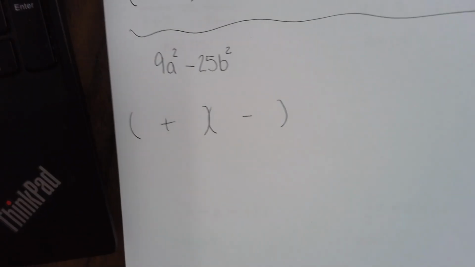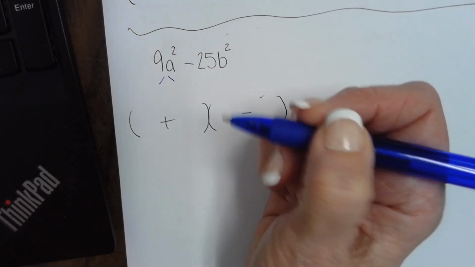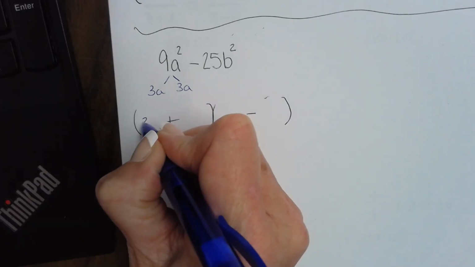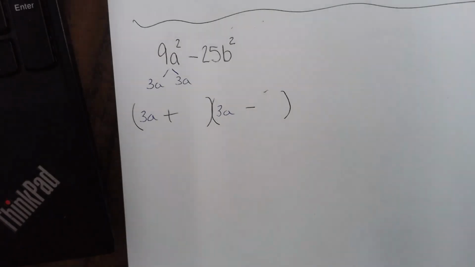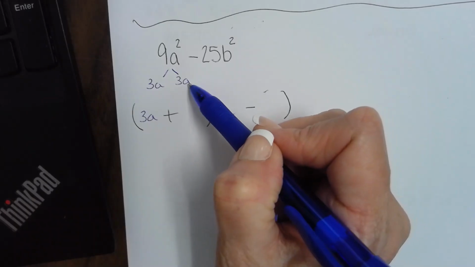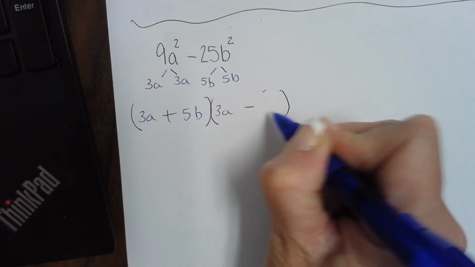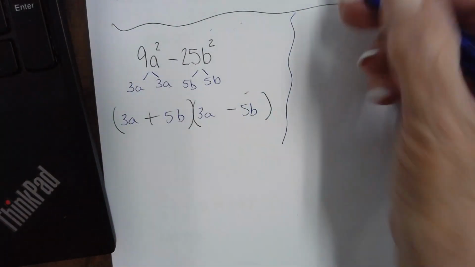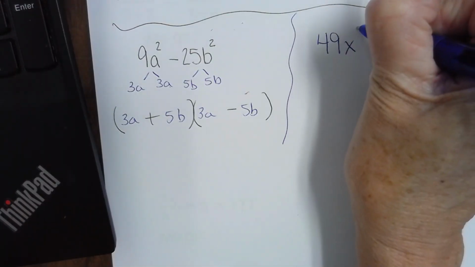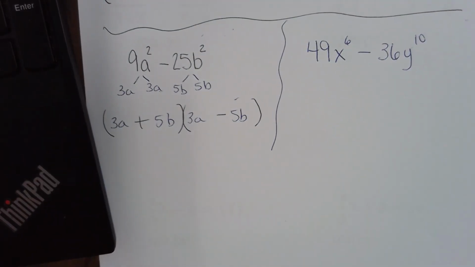I stepped it up a notch, folks. Okay, so the front term breaks down into 3A times 3A. That goes in the front slots. Last term breaks down into 5B and 5B, and that goes in the last slots. One sign plus, one sign minus. How'd y'all do? Okay? All right? Step it up a notch.